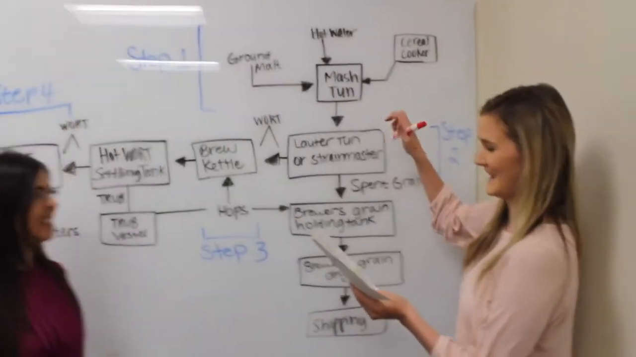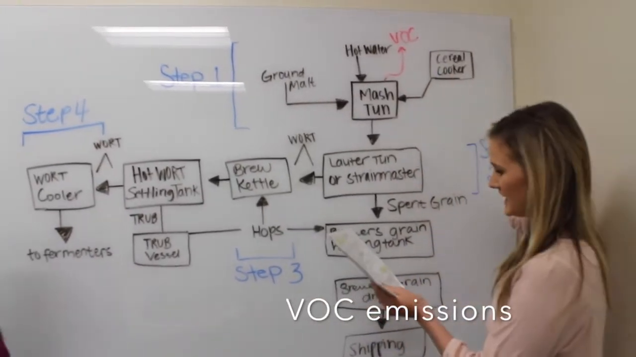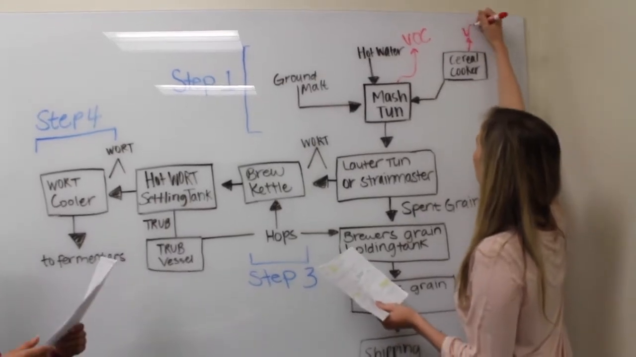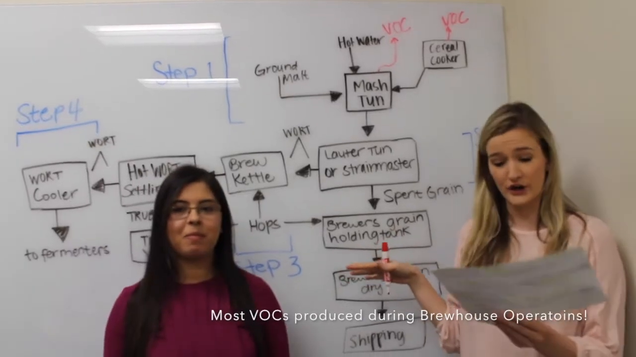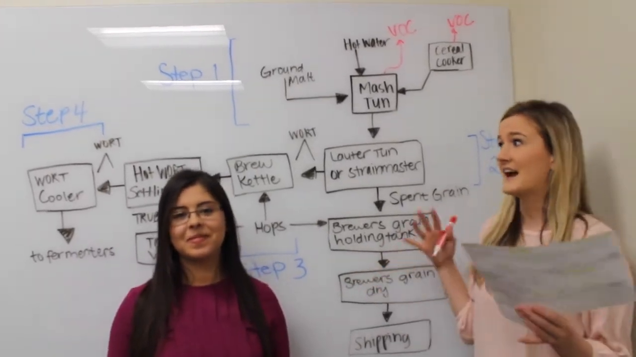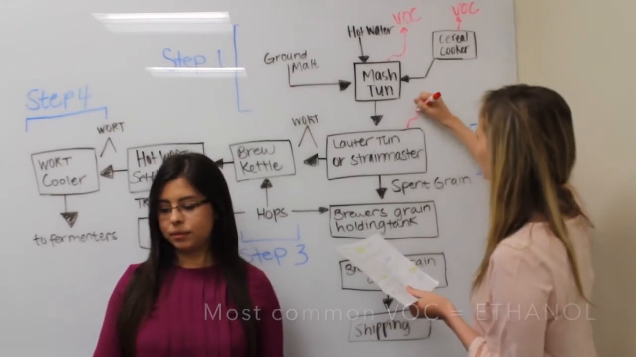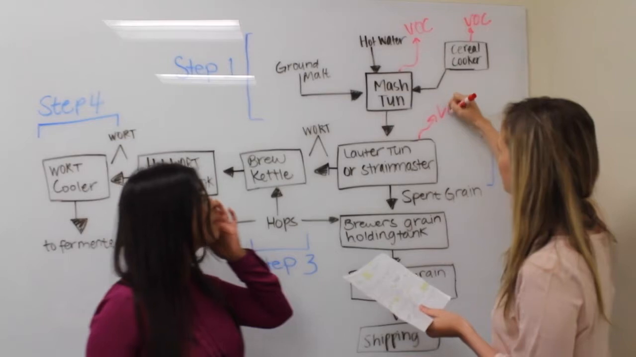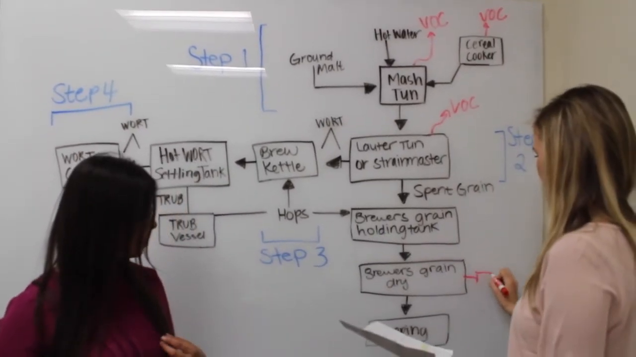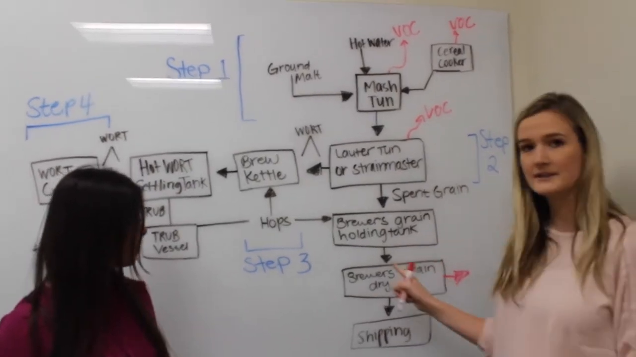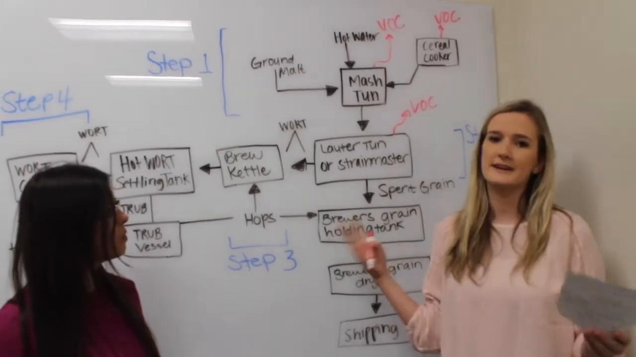And during this process, we have VOC emissions coming out of the mash tun and coming out of the cereal cooker. During these brew house steps, this is where the main VOC emissions occur. And the main VOC emission that brew houses create is ethanol. Also out of the lauter tun or strain master, we have even more VOC emissions. And when we're doing the grain drying, just as in the previous step, we're creating a lot of PM emissions because of all of the grains mashed up in the air.